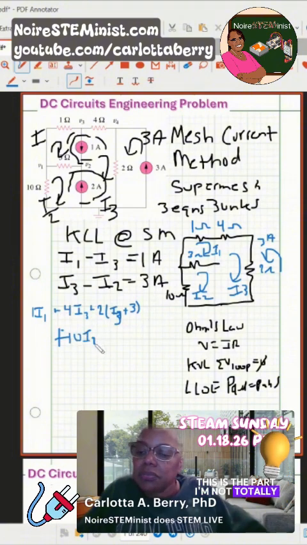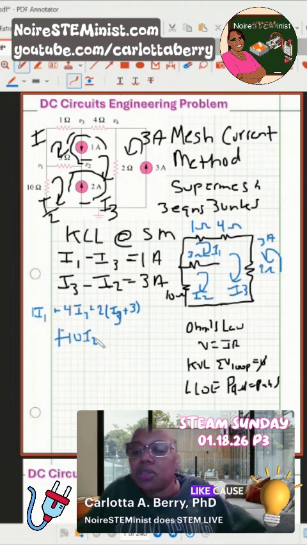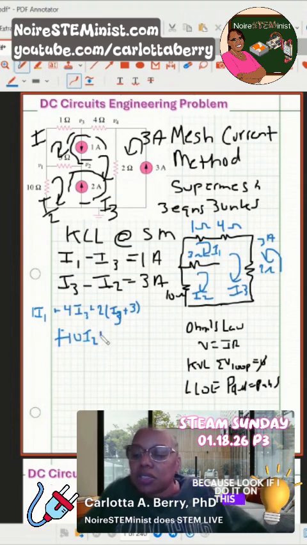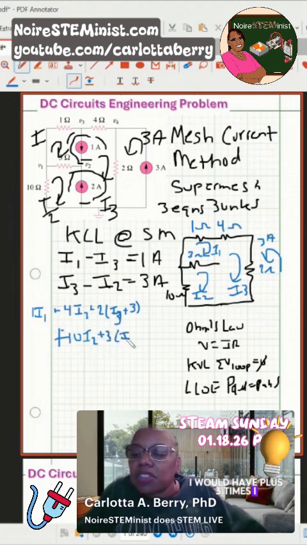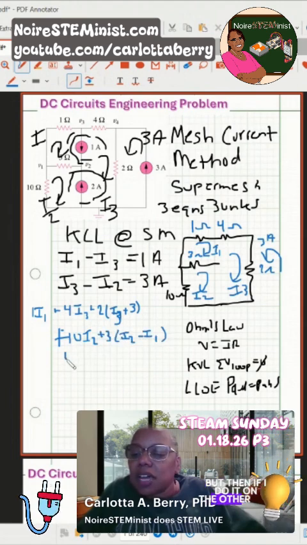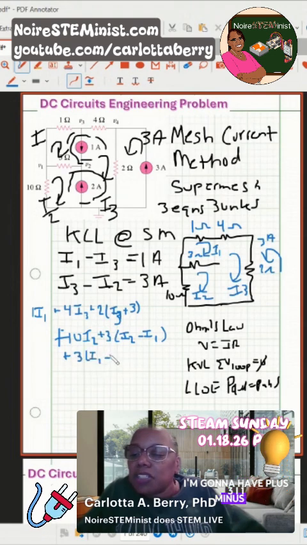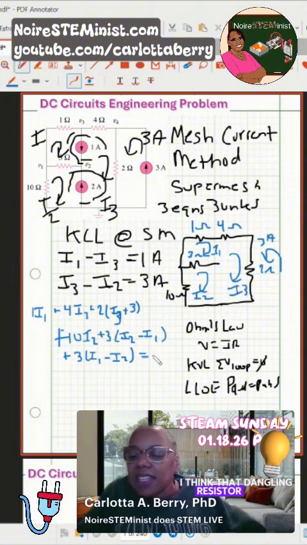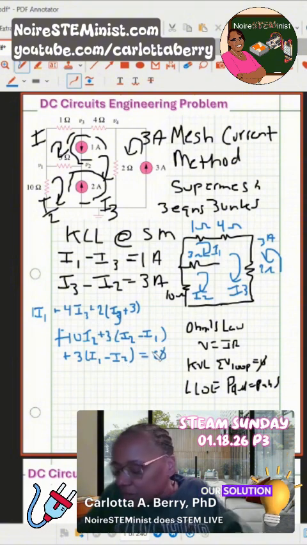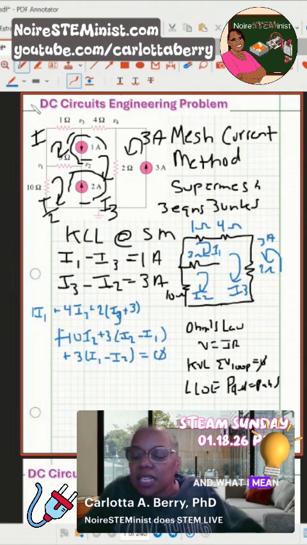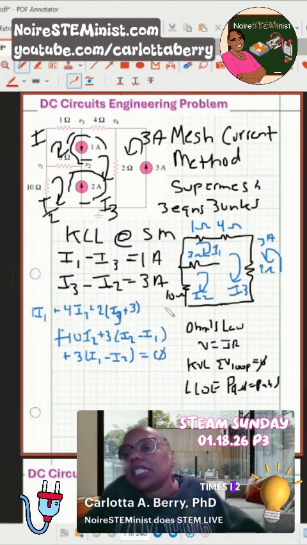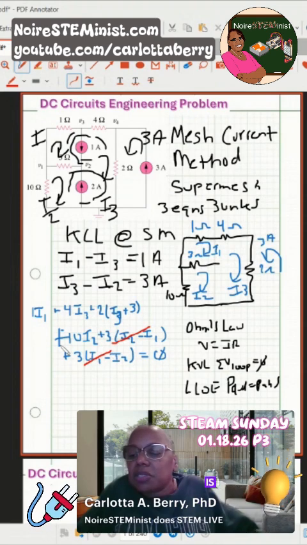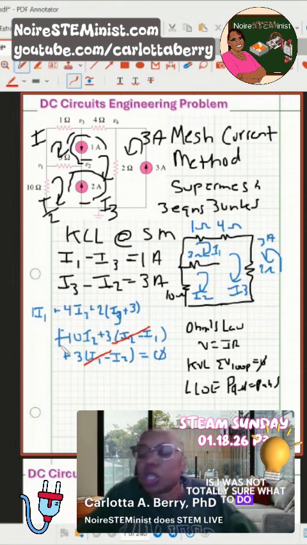This is the part I'm not totally sure about, because I think they end up canceling out because it's a dangling resistor. Because look, if I do it on this side, I would have plus 3 times I2 minus I1. But then if I do it on the other side, I'm going to have plus 3 times I1 minus I2. That adds to 0. So my gut was right. I think that dangling resistor is not part of our solution, because it ends up canceling out. What I mean is that 3 times I2 minus I1 plus 3 times I1 minus I2 equals 0. That was my challenge, I was not totally sure what to do about the dangling resistor.